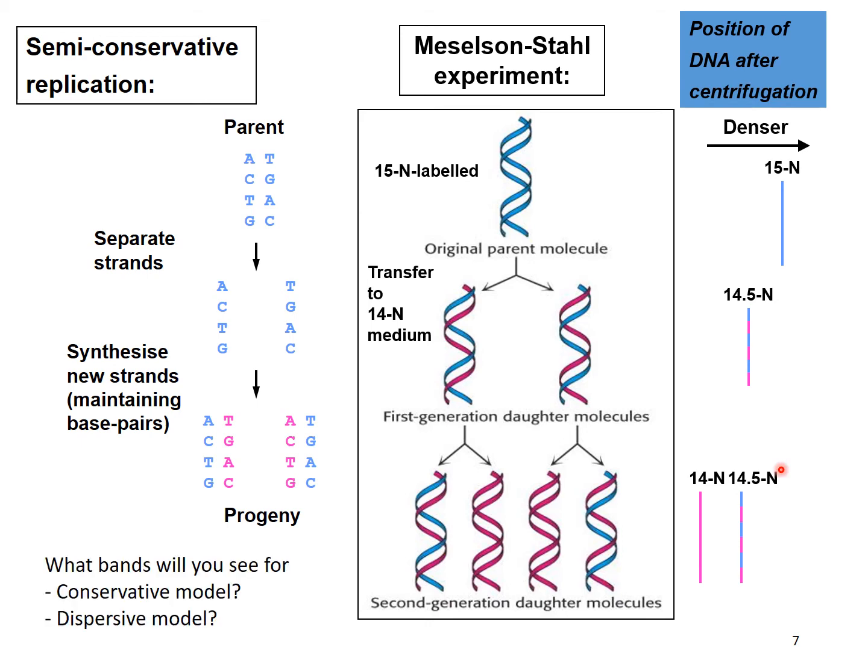Now tell me, what will happen if the conservative model is true? What band pattern will you see? Well, you always get either 14N or 15N. To be more accurate, you'll get 15N for the parental molecule, while all the daughter molecules will be 14N. How about if the dispersive model is true? What will you get? Well, in this case, you will always get unpredictable results in between 14N and 15N because the dispersive model itself is totally random.